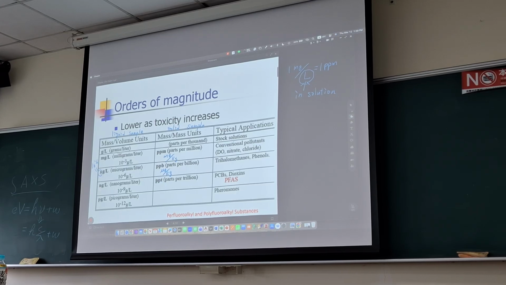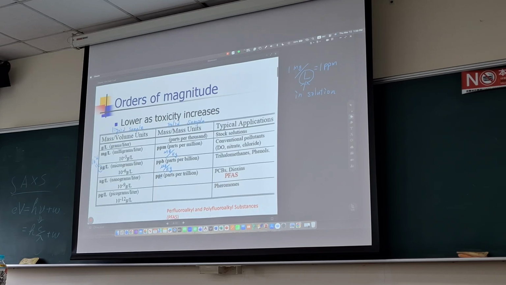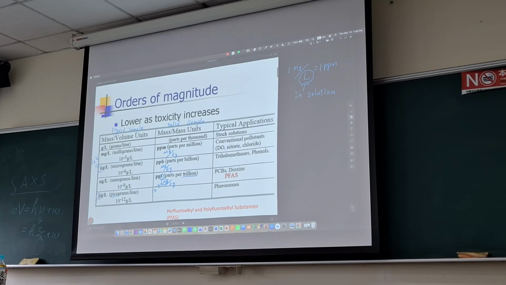Okay, and we're going to learn one more thing. The T here stands for trillion, so it's 10 to the power minus 9. So this is nanogram per kilogram. We know nano stands for 10 to the minus 9. Pico stands for 10 to the minus 12.